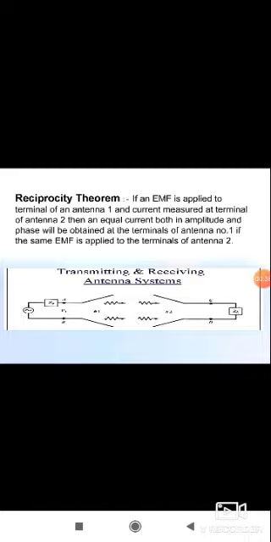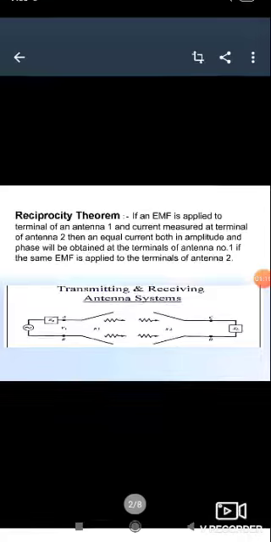Here you can see the statement of the reciprocity theorem. This theorem says that if an EMF, that is electromotive force, is applied to the terminal of antenna 1 and the current is measured at the terminal of antenna 2, that is, terminal 2 is taken as a load, then an equal current, both in amplitude and phase, will be obtained at the terminal of antenna 1 if the same EMF is applied to the terminals of antenna 2.